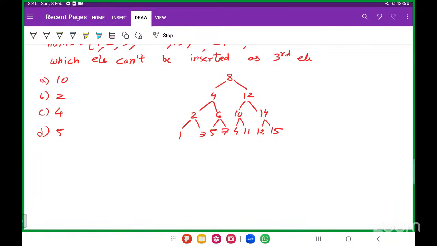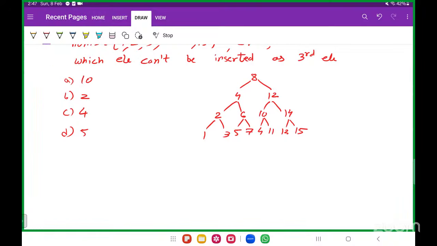2 can also be inserted: 8, 4, 2. Now they have mentioned 4. 4 can also be inserted: 8, 12, and 4. Now they have asked about 5. 5 is at the last level, so 5 cannot be inserted as a third element. So I think this question could be an MCQ problem. The correct answer is 5. So you can understand, look at this tree.